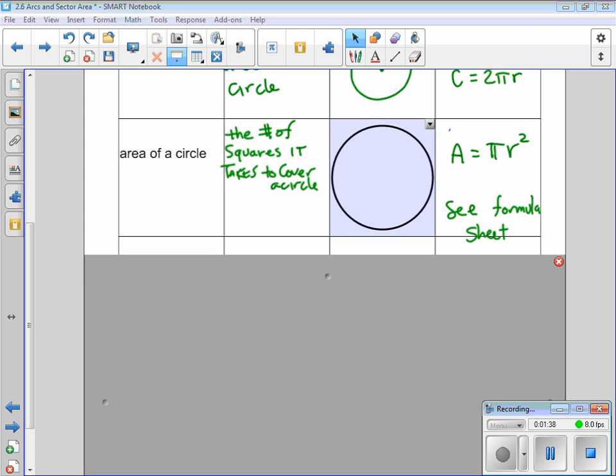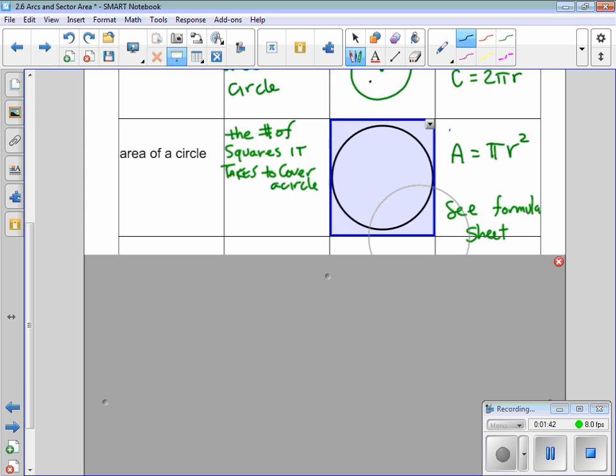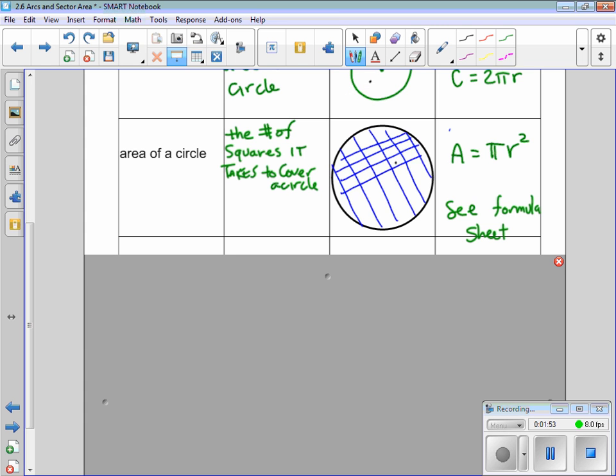So if I was to draw stripes on this, right? Okay, and then stripes going this way. Those are the squares, and so some squares are full squares, some squares are parts of squares. But if I wanted to know how many squares it takes to cover something, I would use area. Okay, so here's the area formula again. You're going to see that on your formula sheet in just a moment.